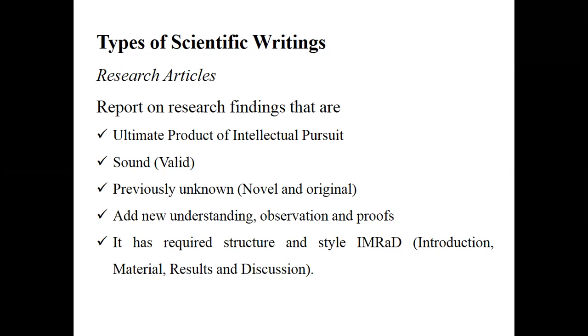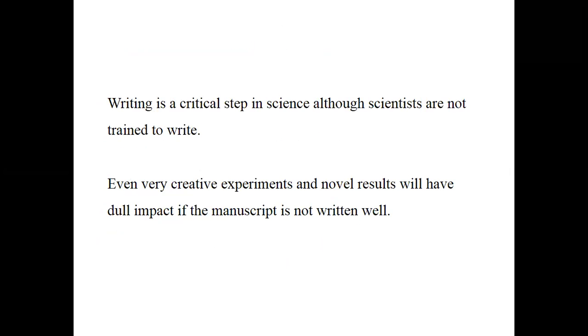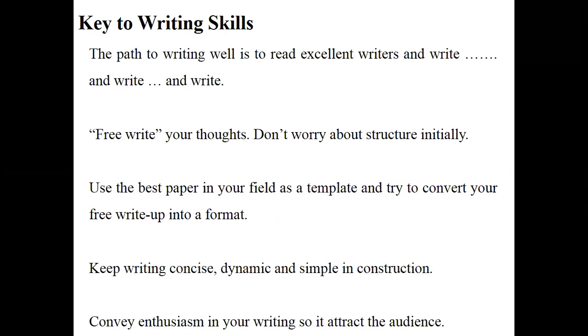So all these points you have to include in a research paper. The kinds of research paper are letters, articles, communications, research notes, and supplemental articles. Writing is a critical step in science, although scientists are not trained to write. But when a scientist writes many articles, he or she trains himself or herself for writing. Even very creative experiments and novel results will have dull impact if the manuscript is not written well. So you have to be an expert in writing also.